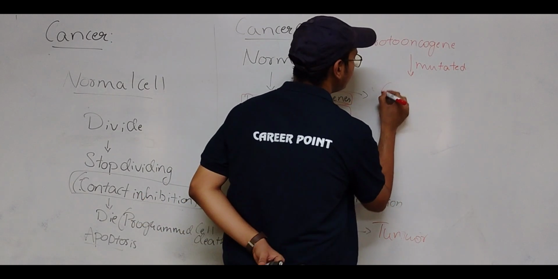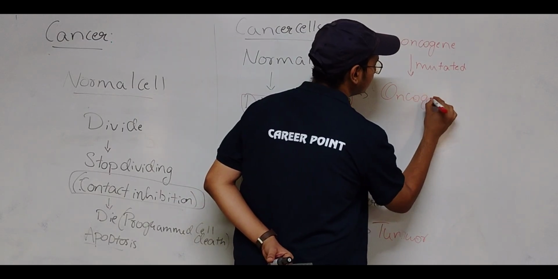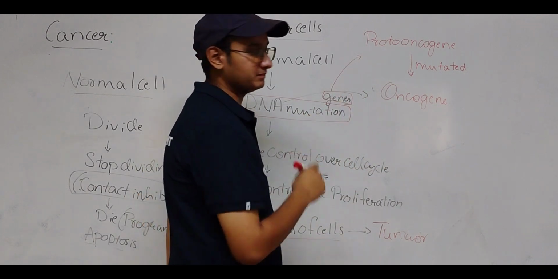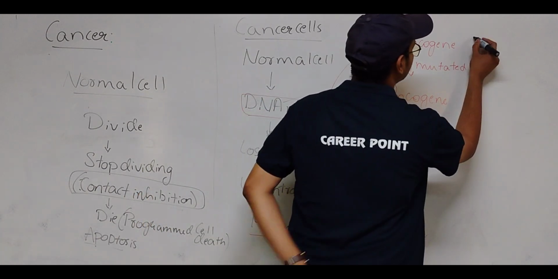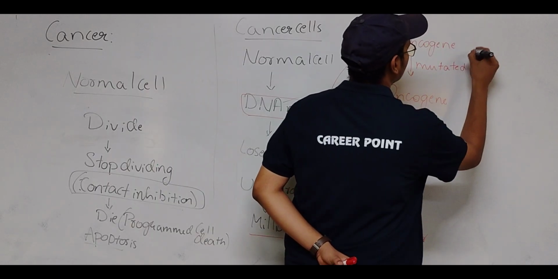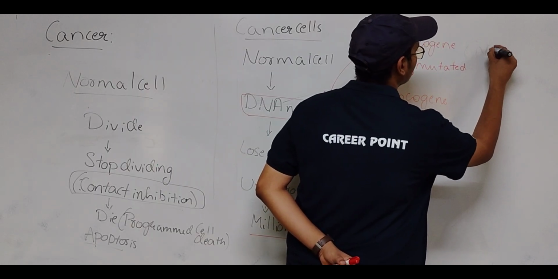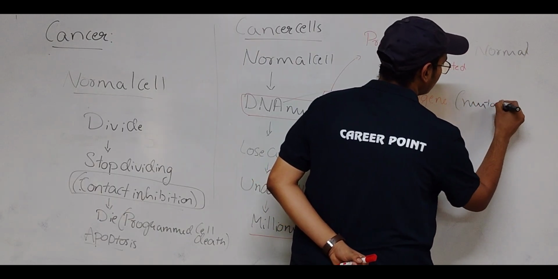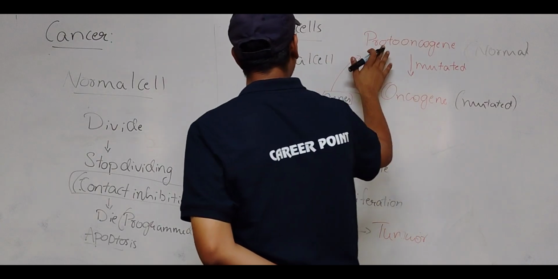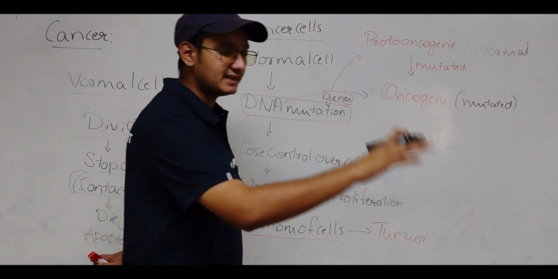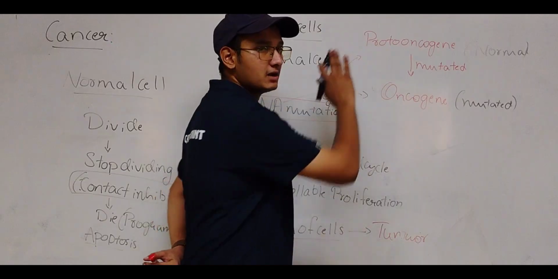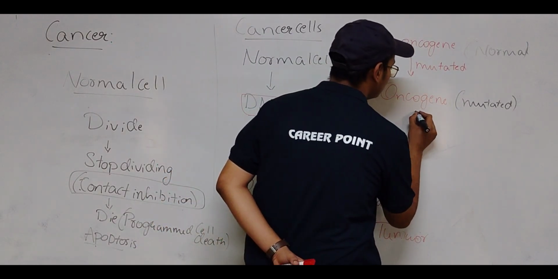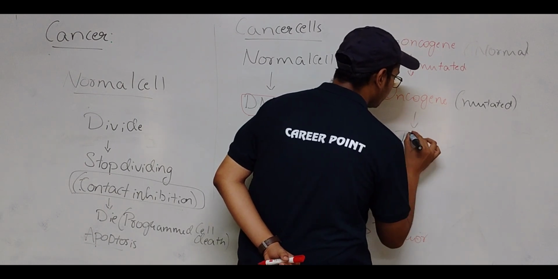And leads to formation of oncogene. So this is a mutated gene. This is a normal gene and this is a mutated gene. This is a normal gene and this is the mutated one. So harmful one. So proto-oncogene is responsible for cell growth, cell division and cell death. We have this thing in our body and this is the gene which gets mutated and leads to formation of oncogene. So this oncogene leads to formation of tumor.